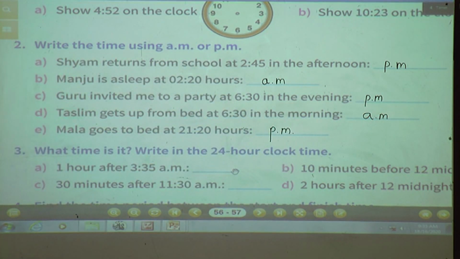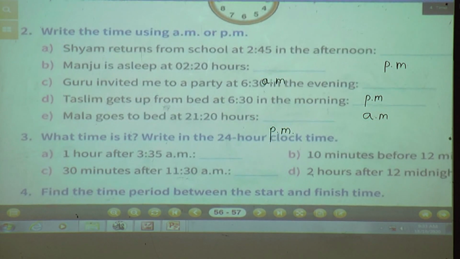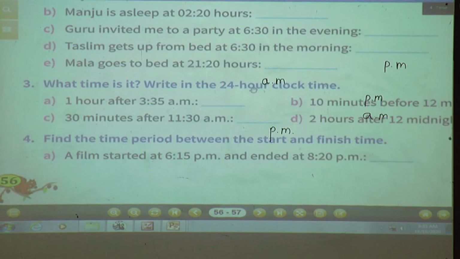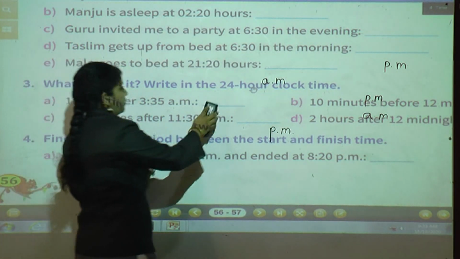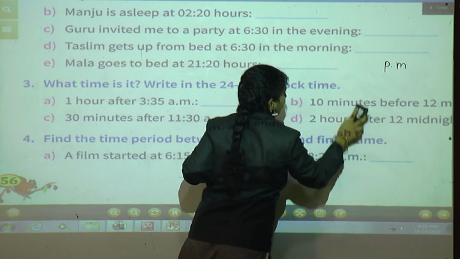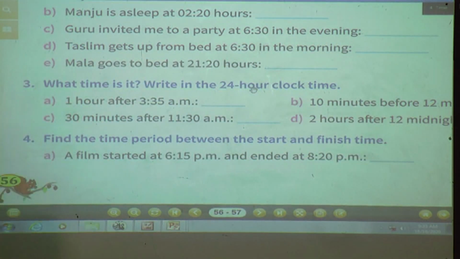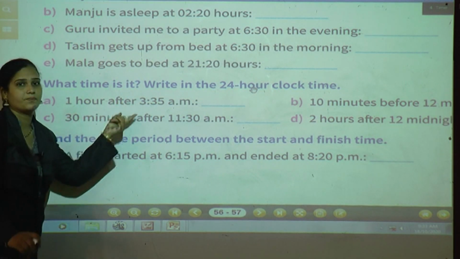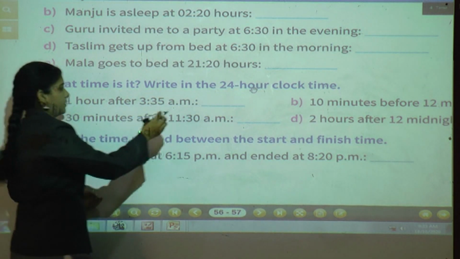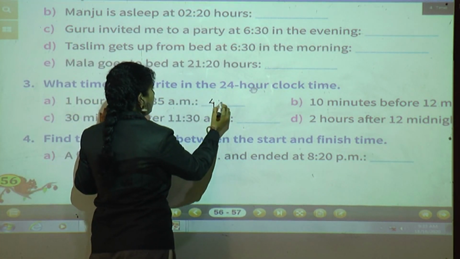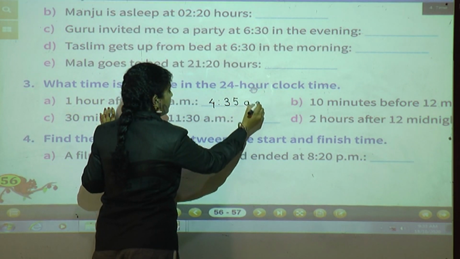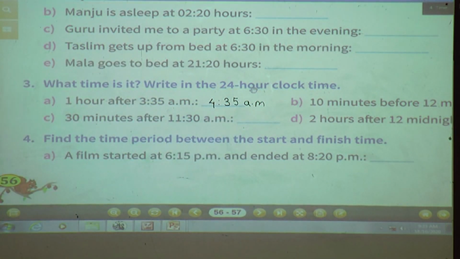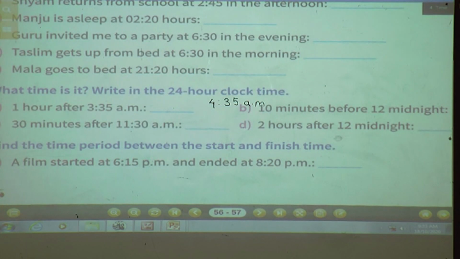Okay. Now next question. What time is it? Write in the 24-hour clock time. So see the first one. 1 hour after 3:35 AM. So 1 hour after 3:35 AM, what can we write here, students? Just add 1 hour, so 4:35 AM. Okay.